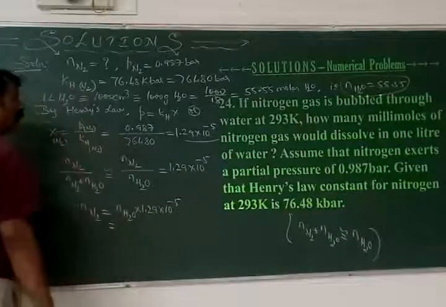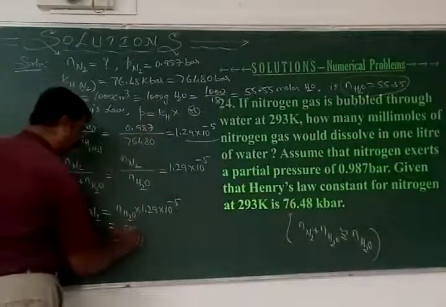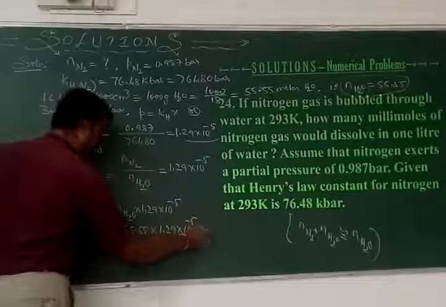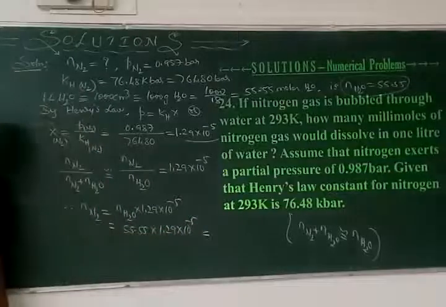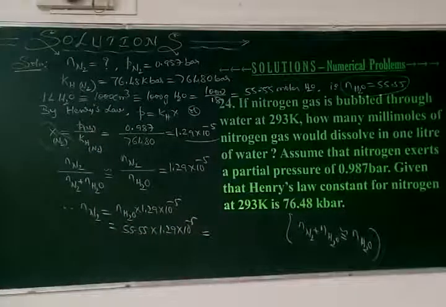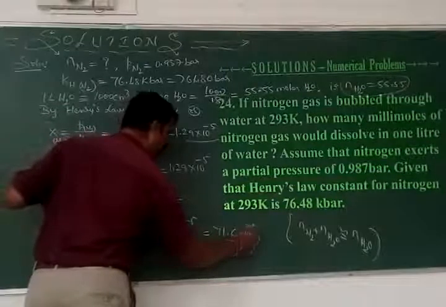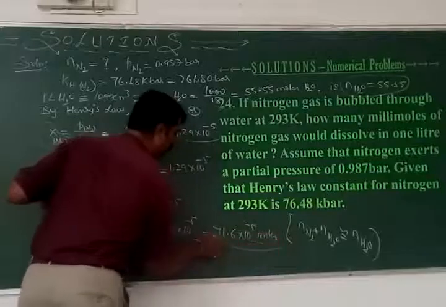That is equal to, the number of moles of water is how much? It is 55.55 into 1.29 into 10 to the power of minus 5. That is equal to, so if I simplify that, I will get that as minus 3 or minus 5 here. It is minus 5. 7.76, 71.6 into 10 to the power of minus 5 in terms of moles.